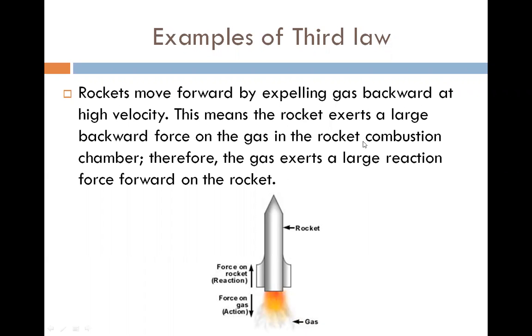A rocket moves forward by expelling gas backward at high velocity. This means the rocket exerts a large backward force on the gas in the rocket combustion chamber. Therefore, the gas exerts a large reaction force forward on the rocket. The gas coming out is the action force, and due to it the rocket is moving up; that is the reaction force on the rocket, pushing in the opposite direction.